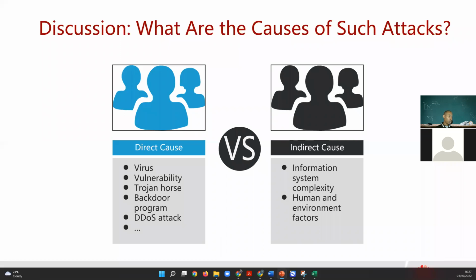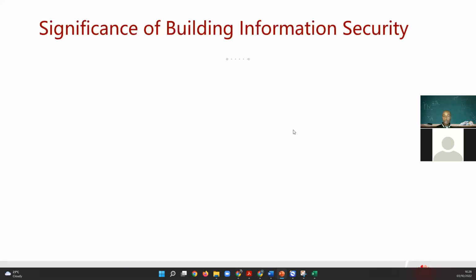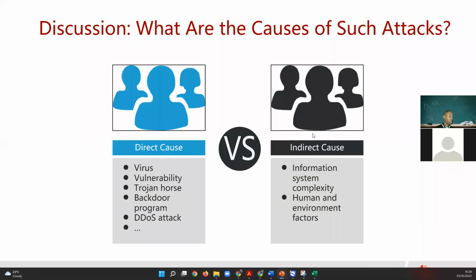Direct cause, indirect cause. So there are some direct causes of attacks and some indirect causes of attacks. Let's talk about direct causes.